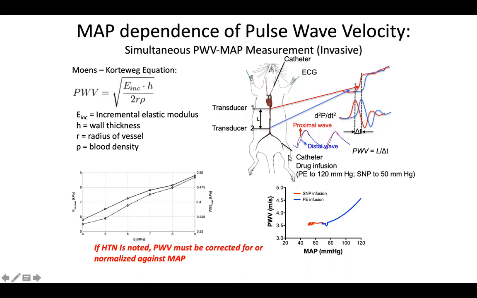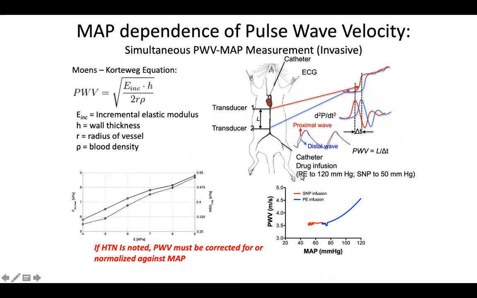But what we can do is use an invasive index of pulse wave velocity, where we put in a pressure catheter with two transducers at a known distance apart through the femoral artery, or you could advance it from the carotid. And at the same time, we can infuse drugs through the tail vein or the jugular to increase or decrease the blood pressure.